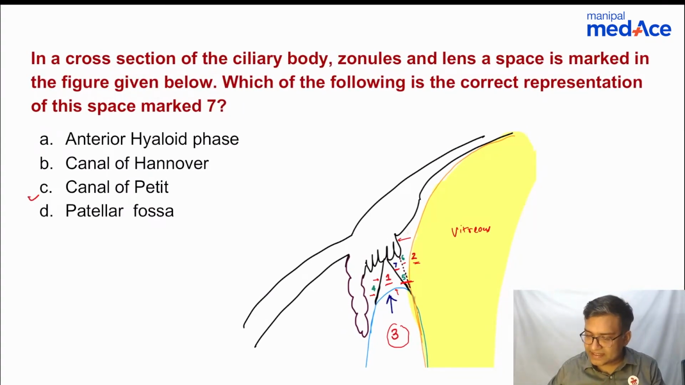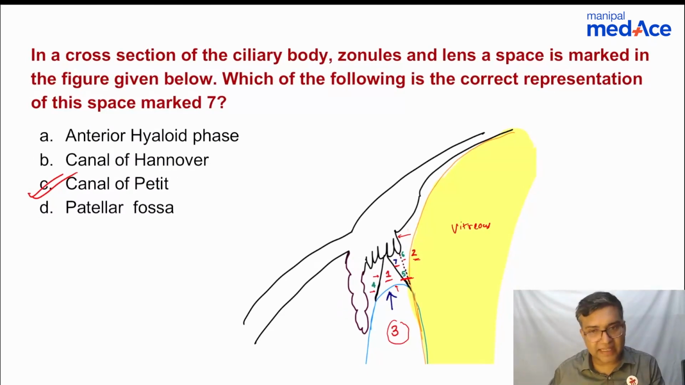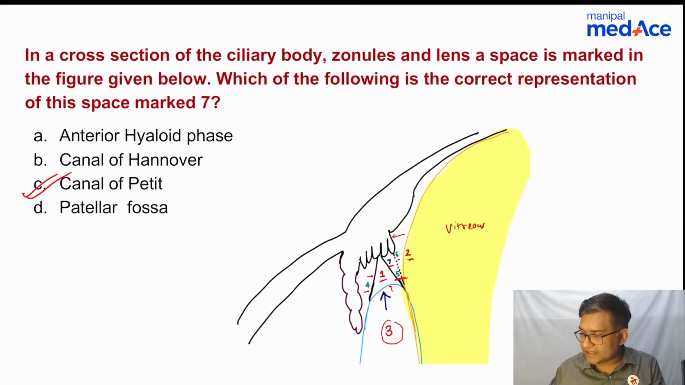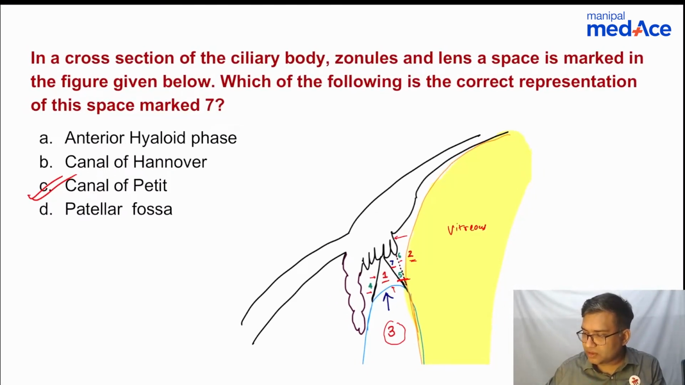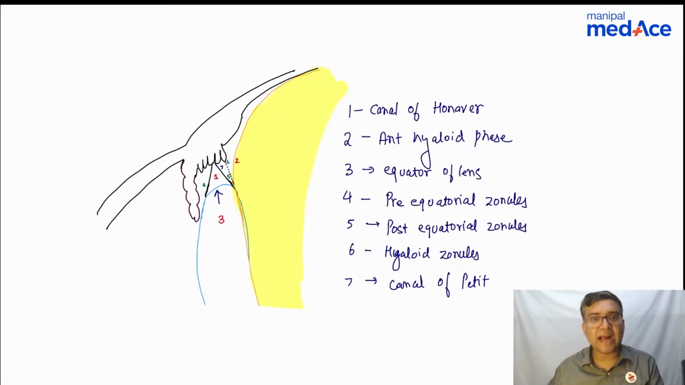So what is this space 7? This space is basically called the canal of Petit. If any one of you wants this diagram, you can just message me, or you can take a screenshot of this one. We would be putting it in our app also.